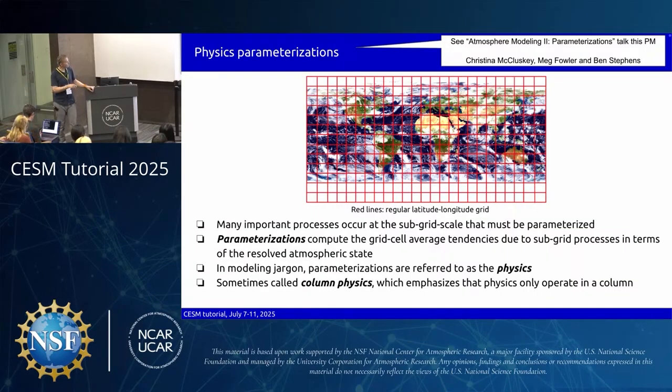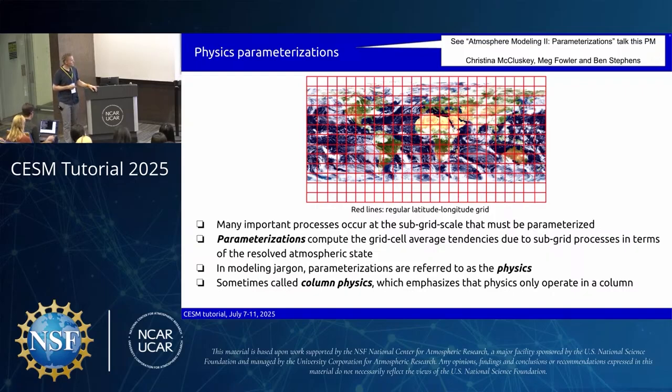The job of the parameterizations here is that we give it the resolved scale, and then that has to figure out what's going on at subgrid scale and how that impacts the large-scale flow. That's an extremely hard problem. There's an entire lecture devoted to that this afternoon.